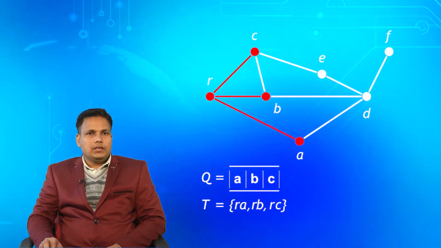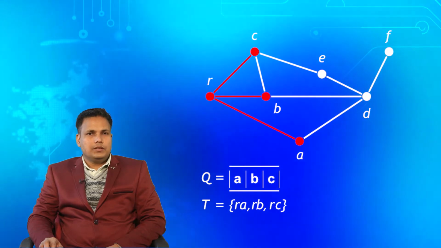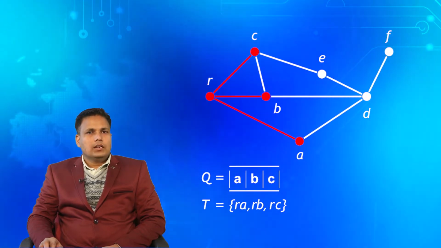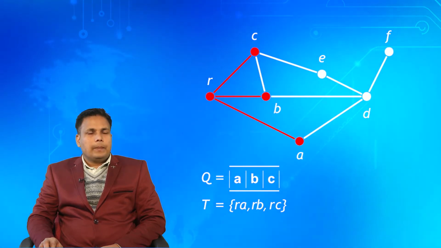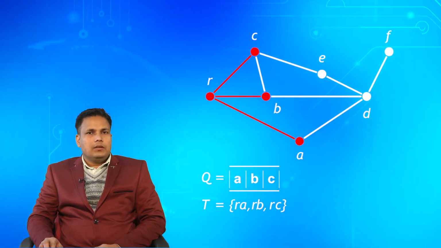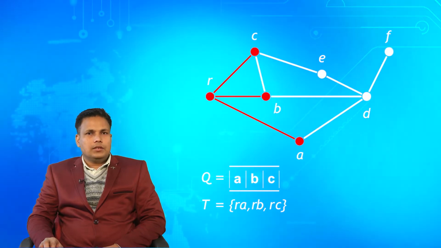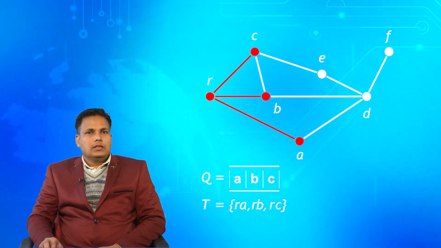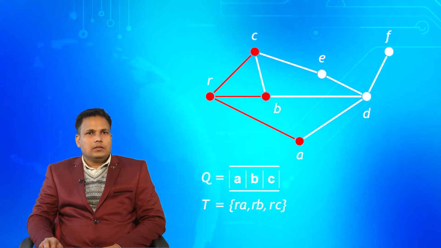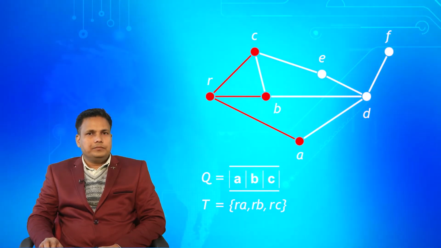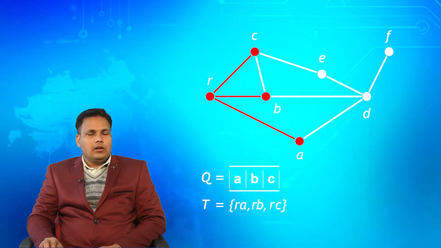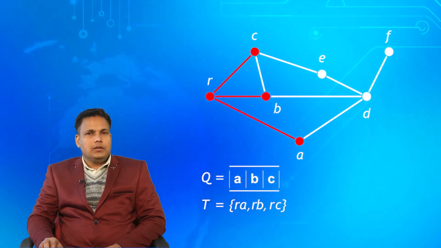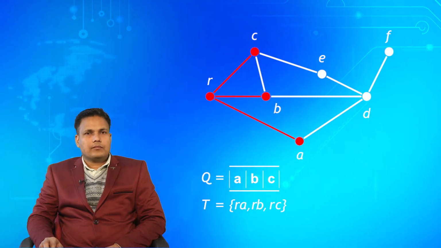So we remove the first vertex of Q, which is here A. Okay, so now after removing A, we shall visit all the unvisited neighbors of A. So you can see in the graph that A has only 2 neighbors, namely R and D, right, and the neighbor R has already been visited. So we shall visit the neighbor D.